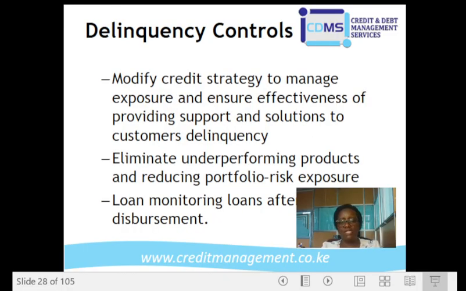Other controls that we can put in place: we need to modify our credit strategy for the long term to manage exposure and ensure that where we are realizing what we call shortcomings, we modify and we come up with a better strategy. We eliminate underperforming products. We know those products that are making us exposed highly to loss. We make sure that we do away with them.